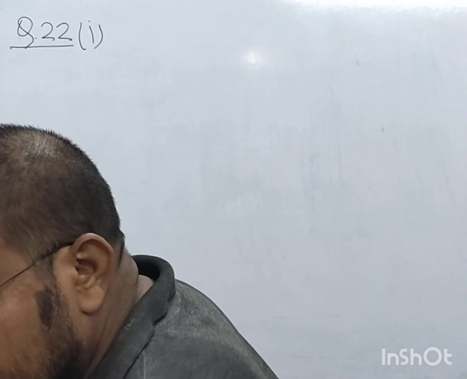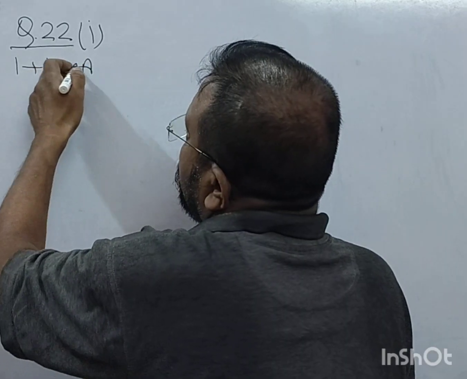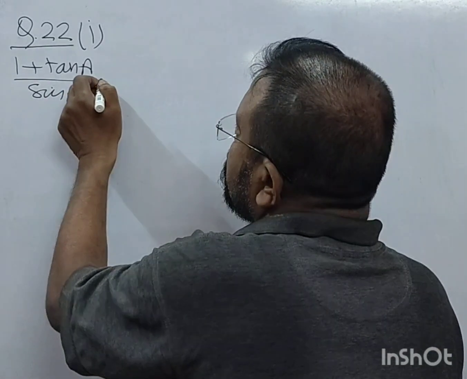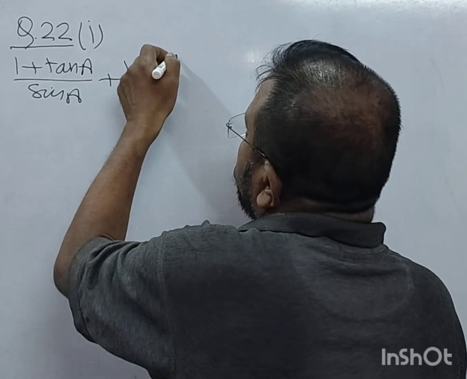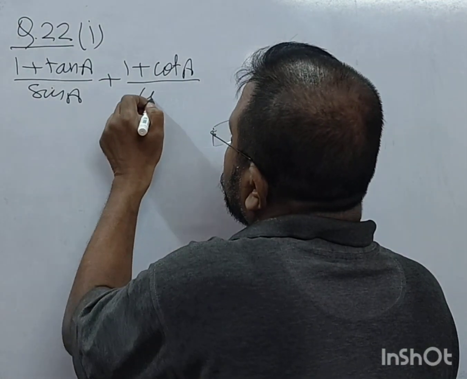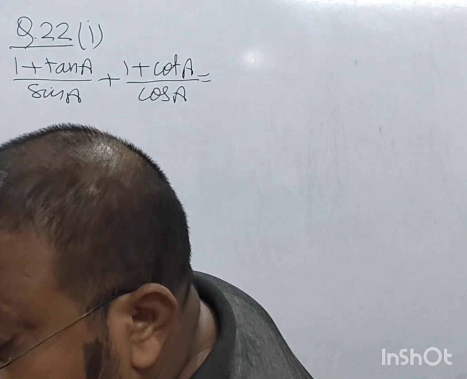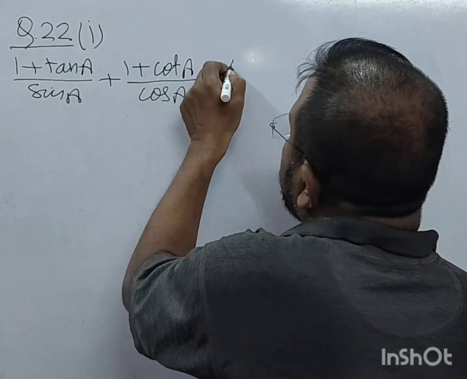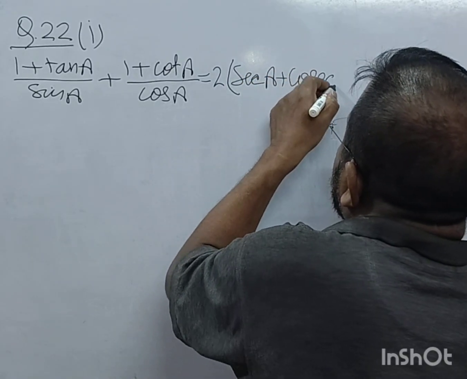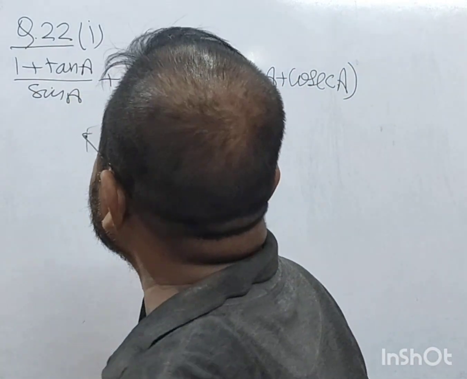What is that? 1 plus tan A upon sin A plus 1 plus cot A upon cos A is equal to 2 bracket sec A plus cosec A. This is what we have.